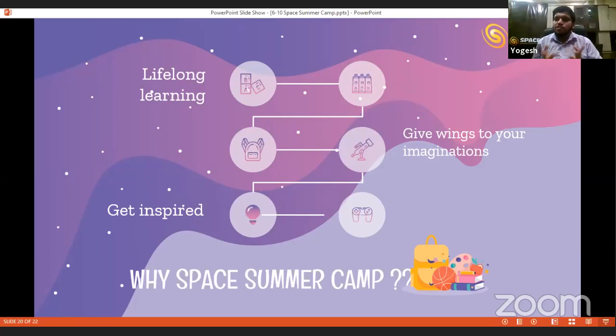Next one, get inspired. When you talk about the different parts of astronomy with astronomers, obviously you will get inspired. These astronomy summer camps have each and everything that a student needs: answers to their curious minds, fulfilling activities, some amazing learning, a window that we are going to open up in the universe. That's why you should come and become part of the space summer camp.